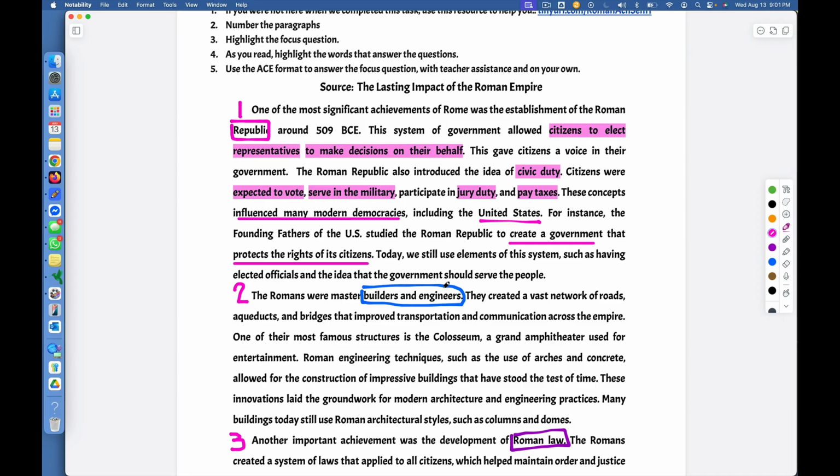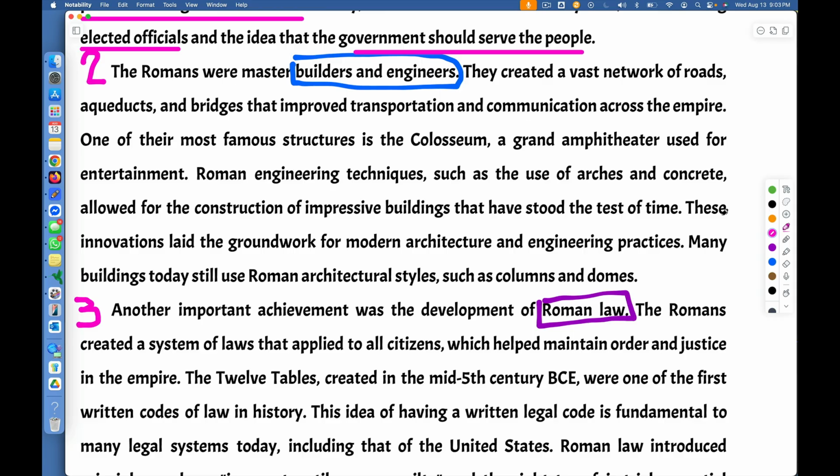And it says here we use elements of this system because we have elected officials and we believe that the government should serve the people. That wasn't always the case, especially in monarchies. It was to serve the king or queen. As I begin the next paragraph, I will switch my color to blue.